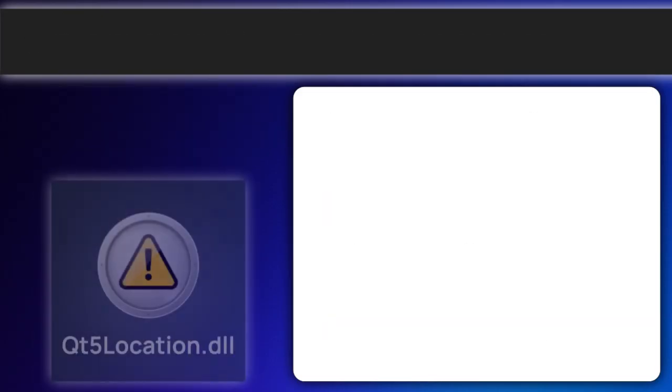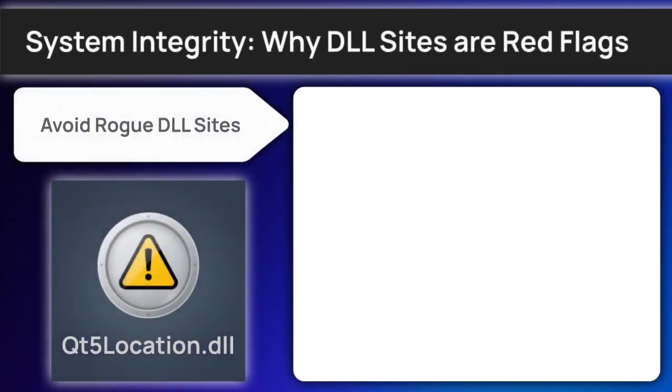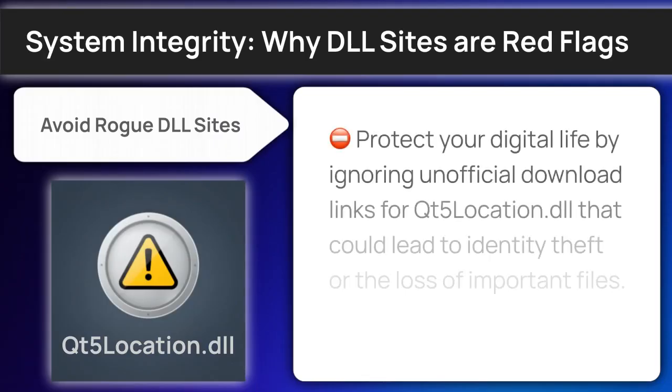To ensure long-term stability, we should review the safety risks associated with unverified file sources. Safety is paramount. Never attempt to replace Qt5Location.dll with binaries found on unverified download portals that lack quality control and often distribute files incompatible with modern Windows security updates.